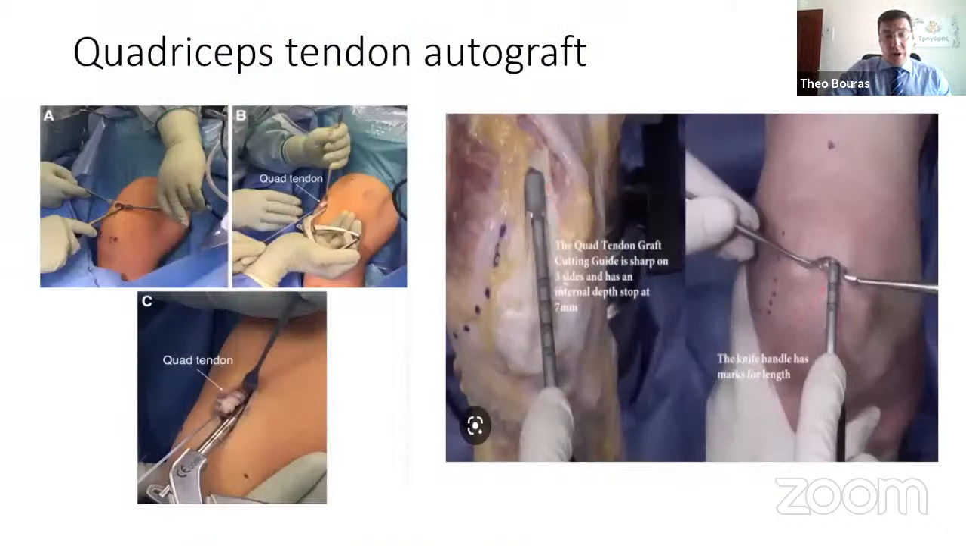Quadriceps tendon autograft. Quads are becoming increasingly popular. More and more surgeons are using them as their primary graft in their routine ACL reconstruction. In these photos, you can see a typical quad harvesting. One is in a cadaver. Do not be frightened. I use this just to make it easier to understand how the tendon is being harvested.